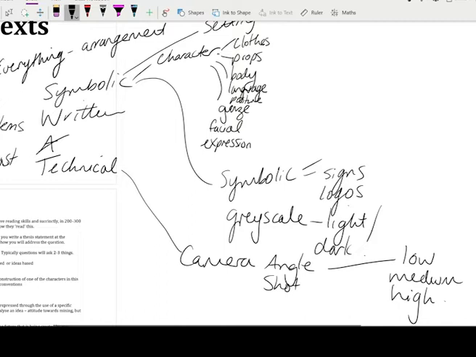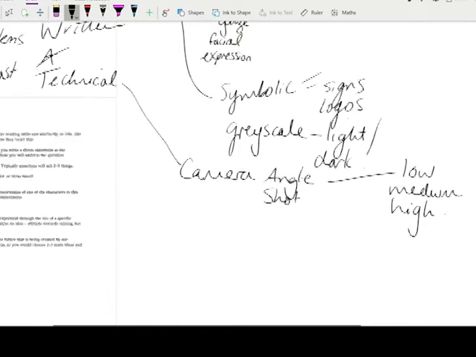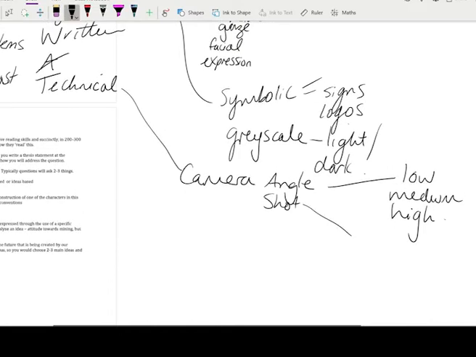So low is when the camera's low. People often mix this up. They say low when it's looking low, but it's where the camera is. So low is the camera's low, high is the camera's high. Low makes something look larger, more powerful. High makes something look weaker, more insignificant. Then the camera shot, the three basics are close, medium and long.